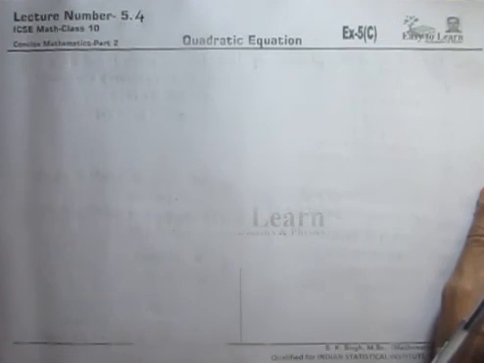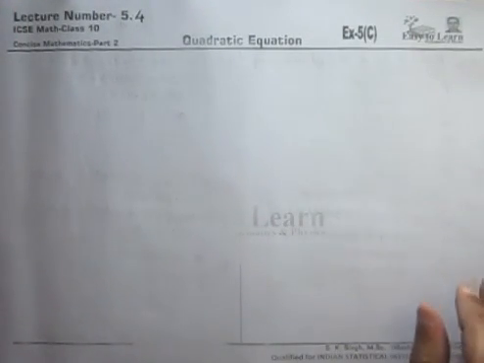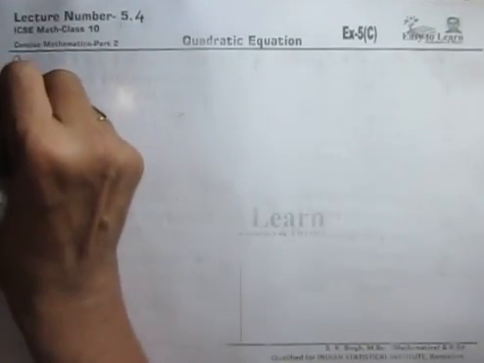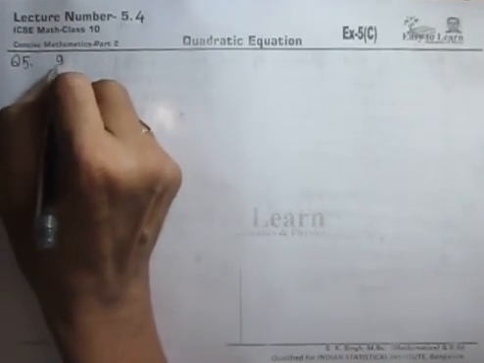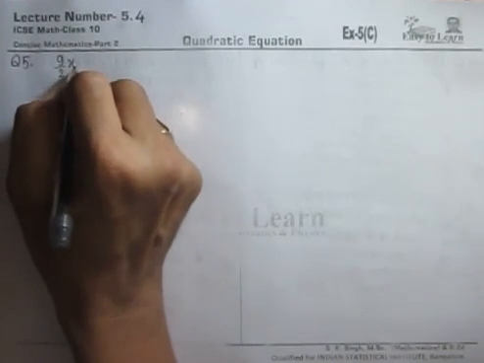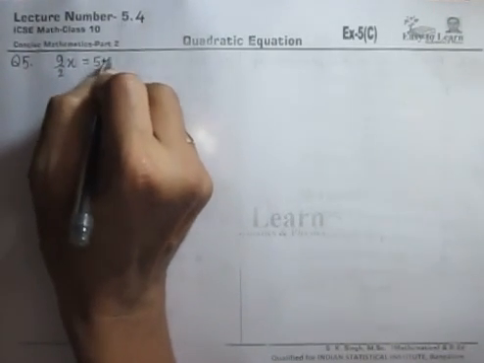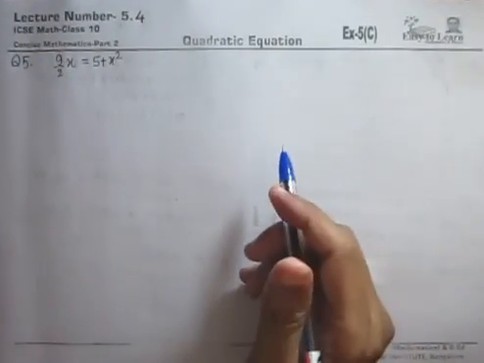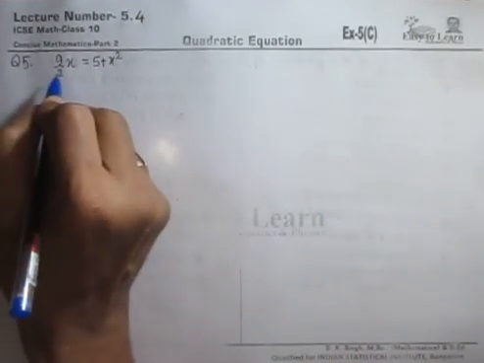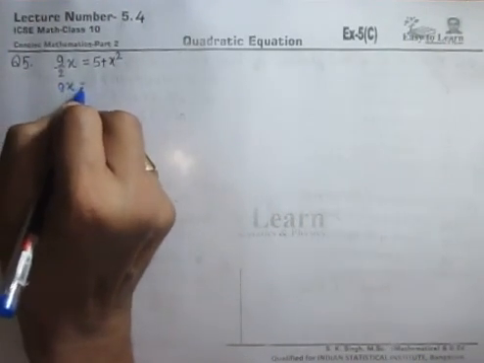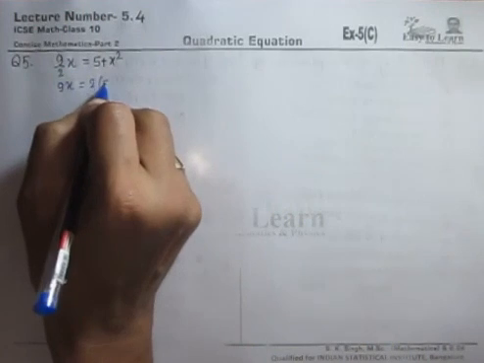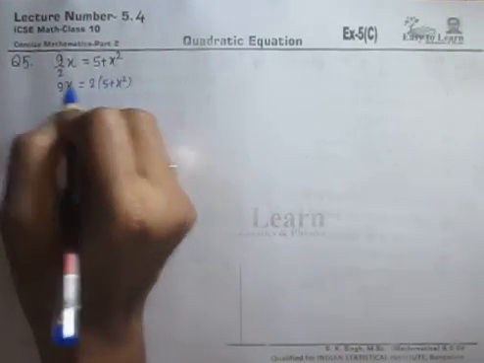Now question number 5. 9 by 2 into x is equal to 5 plus x square. Here the equation is not given in general form, so first of all arrange it. So 9x is equal to 2 times 5 plus x square. First of all remove the fraction.